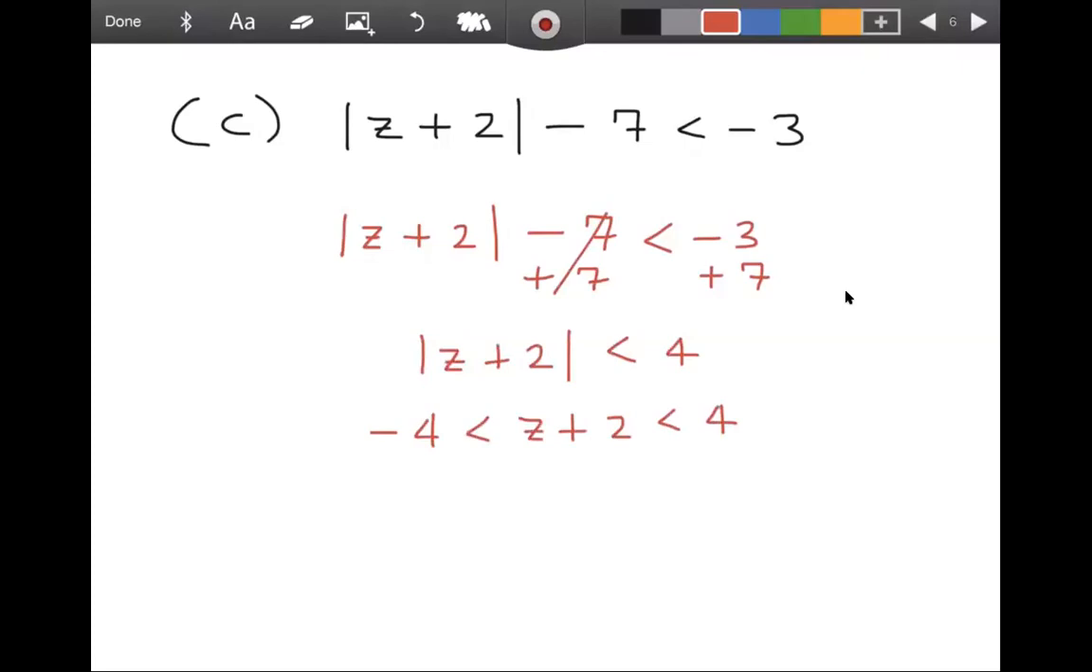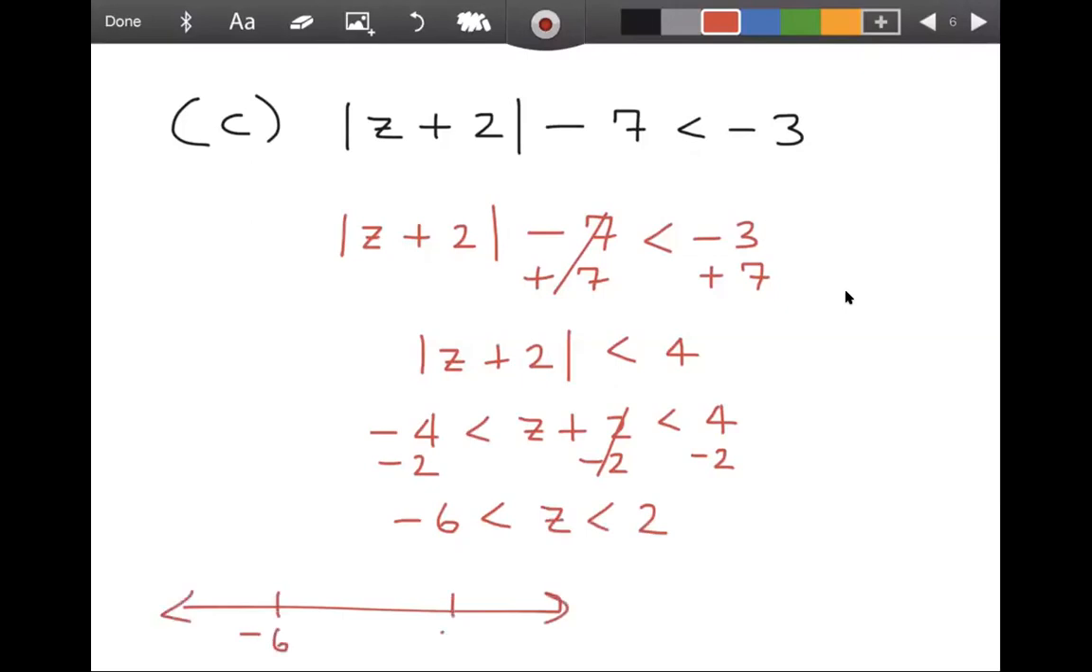All right, and to finish off solving that, I'm going to subtract 2 from all three parts, which gives me -6 is less than z is less than 2, which looks like this. It's the interval between -6 and 2. This time the endpoints are not included. And in interval notation, this looks like this.